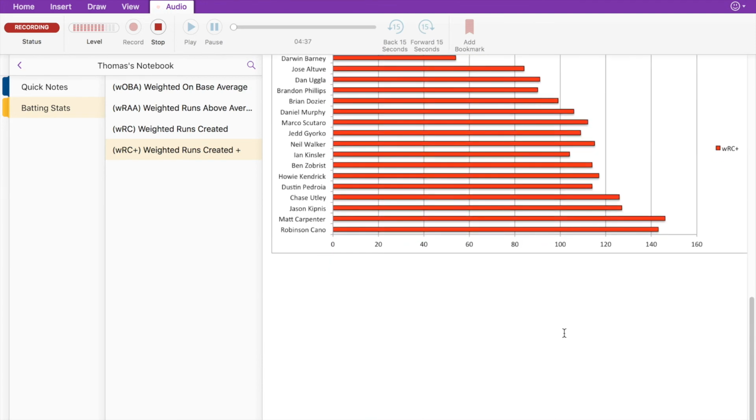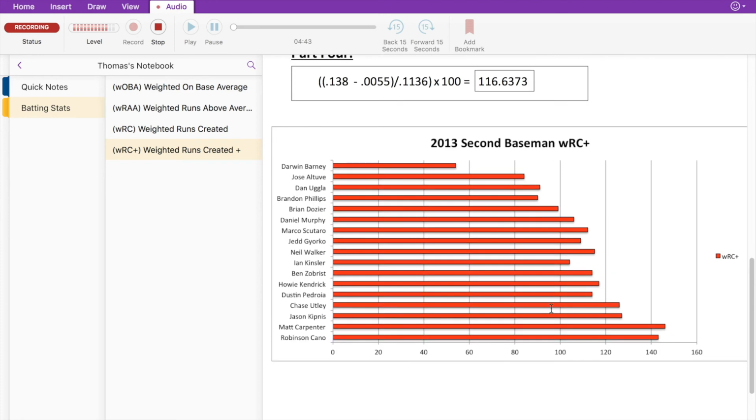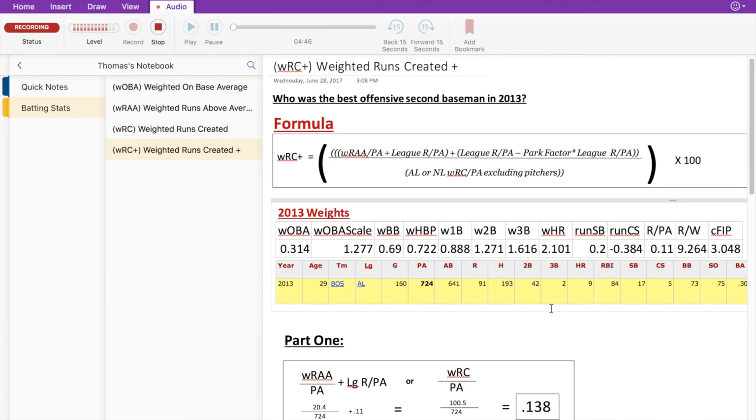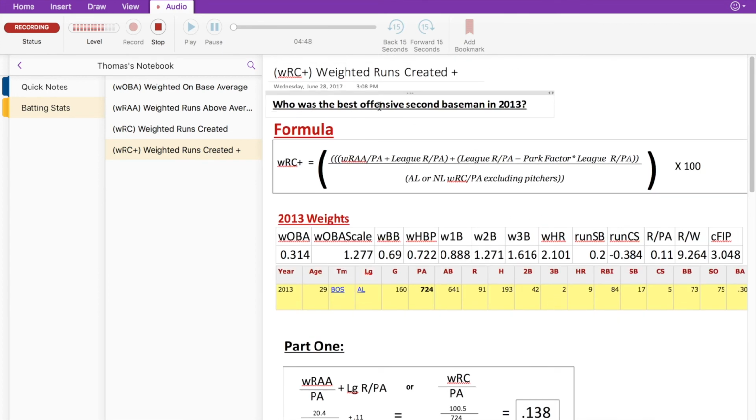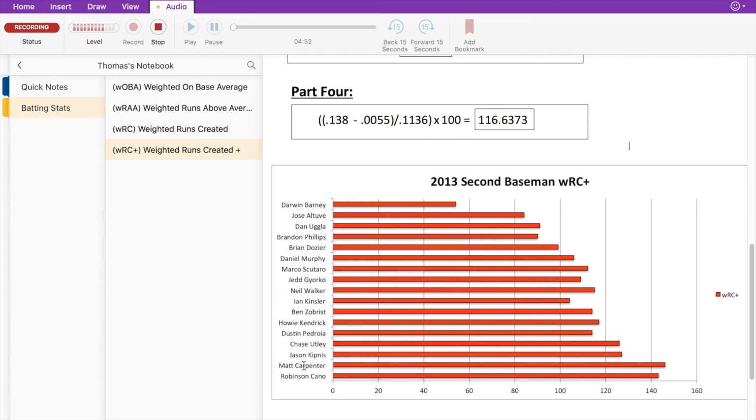So now you know that it's a very useful and important stat, and you can see why when people want to know how good they're doing, or who was the best offensive second baseman in 2013, you can be pretty confident in saying that Matt Carpenter was that player.